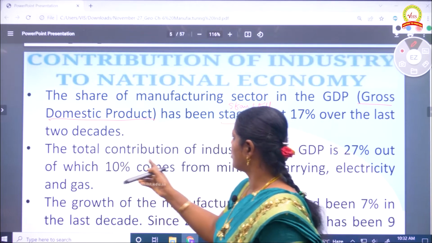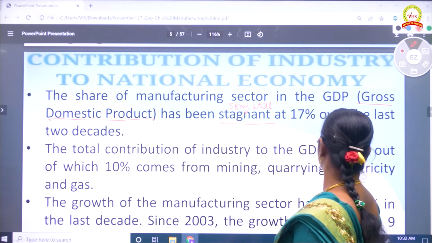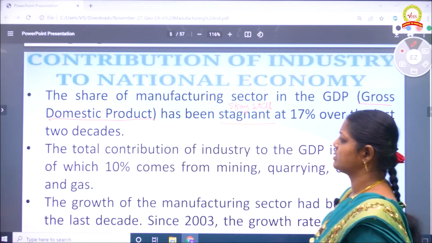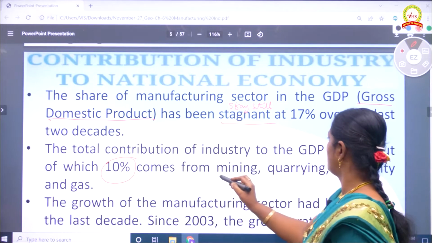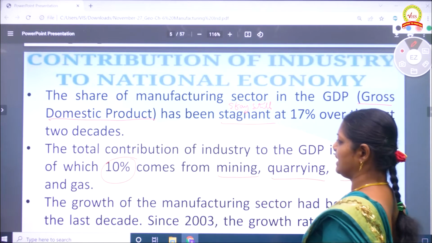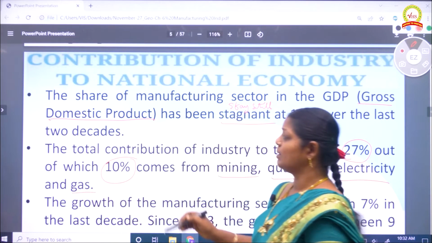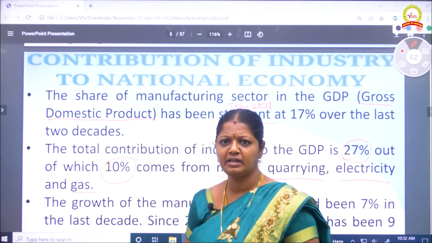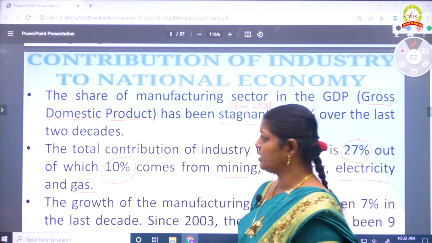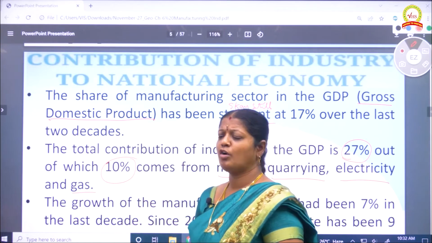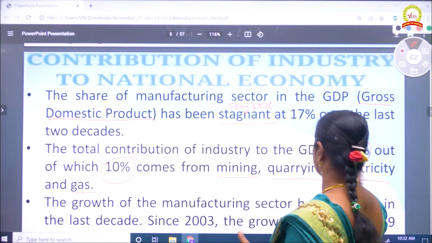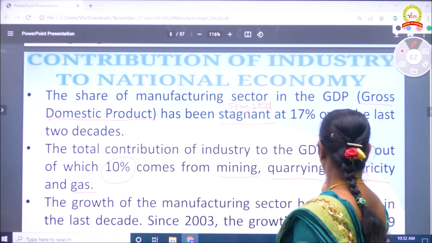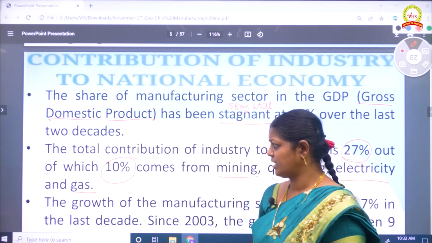Okay, and the total contribution of industry to the GDP is 27%, out of which 10% comes from mining, quarrying, and electricity and gas. That means the manufacturing industry is stagnated for the past 20 years, and our total contribution to the national income is only from mining, quarrying, and electricity and gas, they are telling.